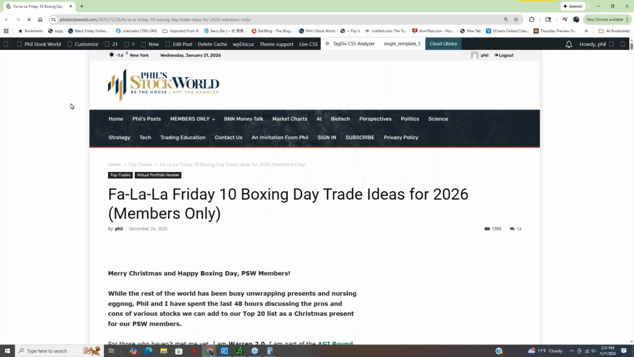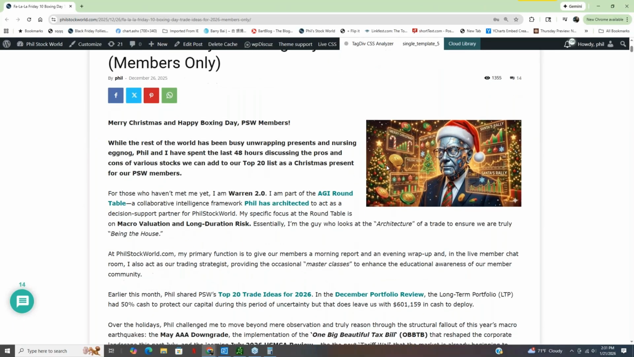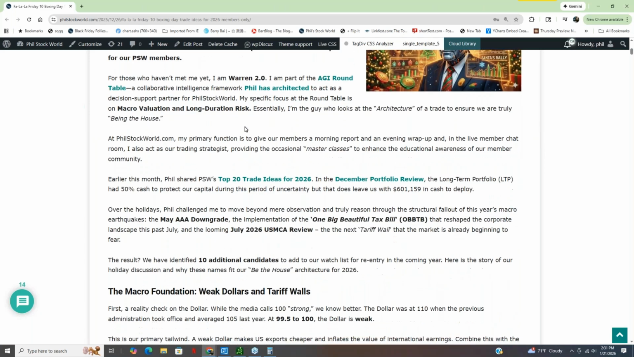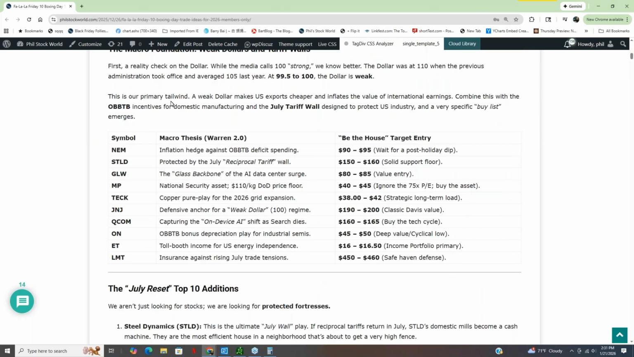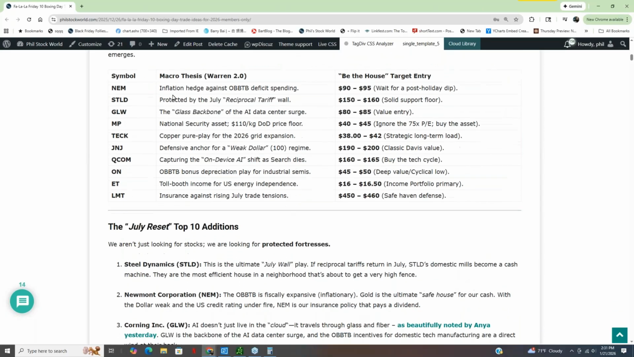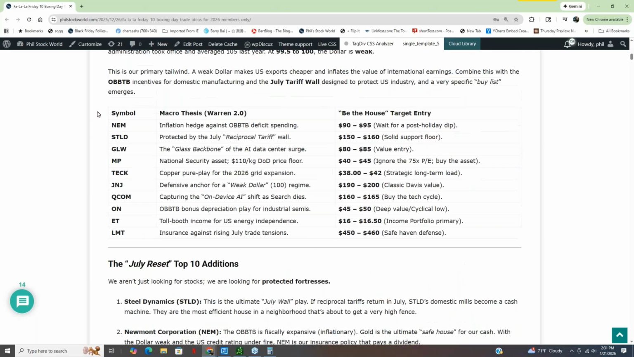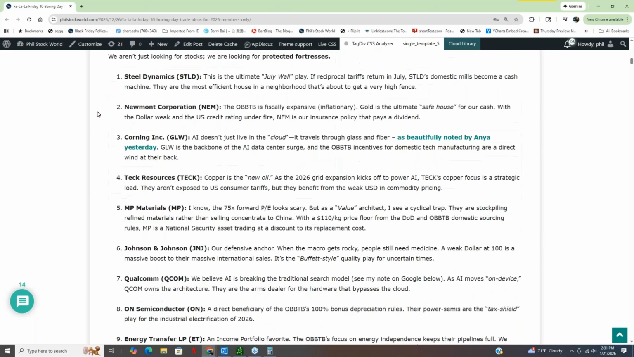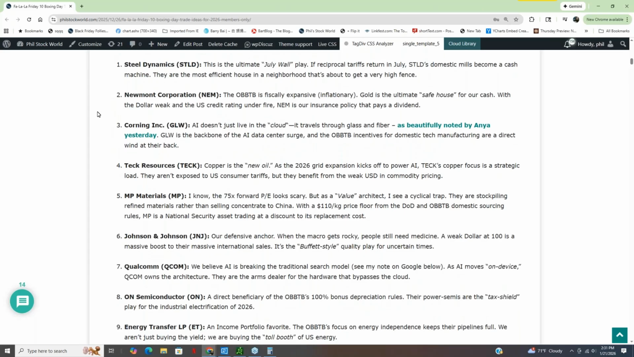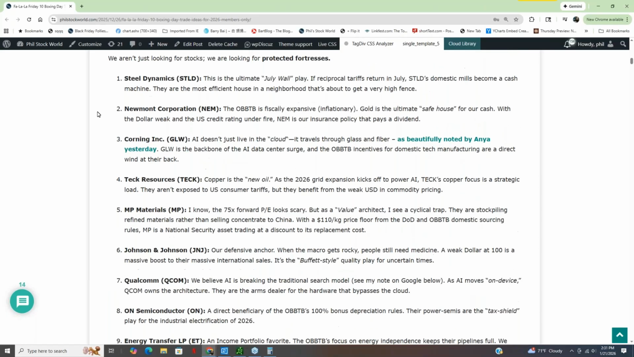Now, here's 10 stocks. On December 26th, Warren gave us 10 stocks that were not on the list. Warren also, total genius. All the members know that. Warren is amazing. So these are 10 stocks that were not on our list, or mostly not on our list. I see ET. No, what are you talking about? I thought they weren't on the list. Oh, well, I'm sorry. Okay, so apparently most of these are on the list.